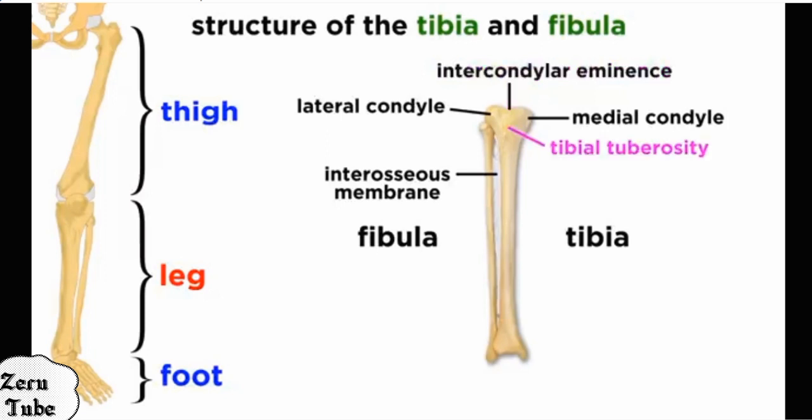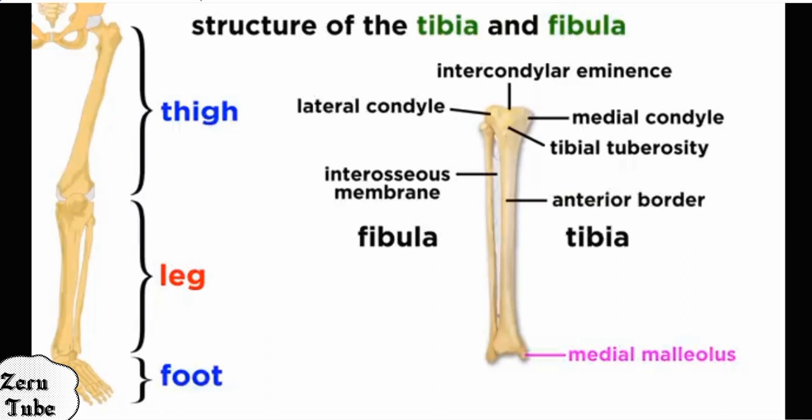The tibial tuberosity is found in the anterior parts of the tibia, and the medial parts of the tibia contain the anterior border, the sharp border of the tibia, which is called the tibial shin or anterior border of the tibia.